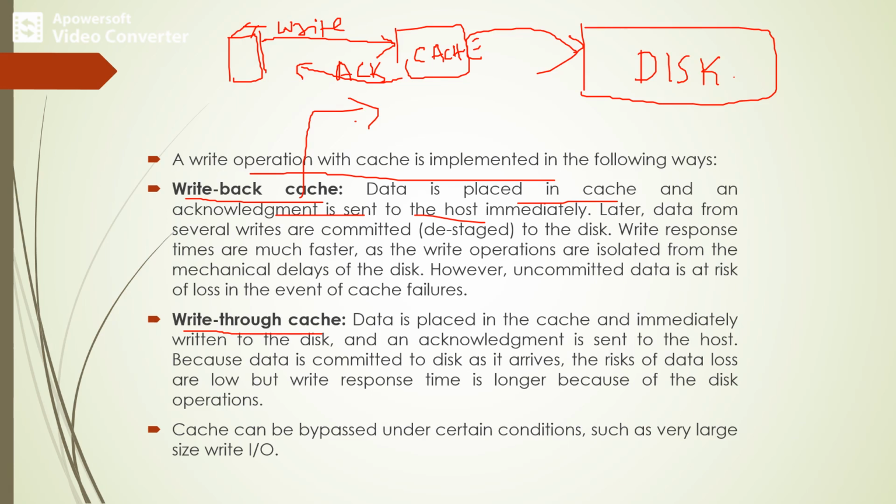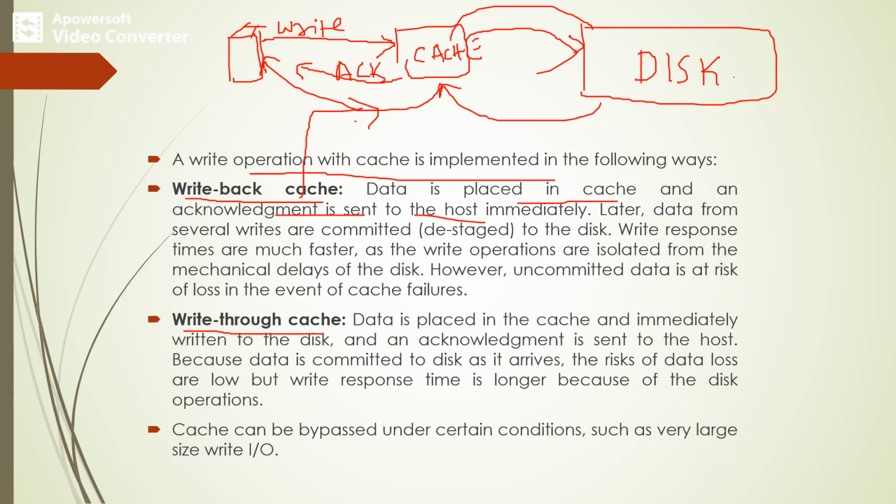So here the next methodology is write through cache. So in the case of write through cache, what we are doing is, initially the host will send the data which is to be written into the cache. So cache will send the data into the disk, and after completing the successive write operations the disk will send an acknowledgement to the cache and cache will send an acknowledgement to the host. So that is nothing but, in the case of write through cache, it is a continuous process.